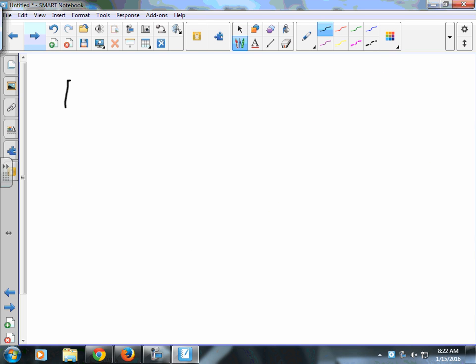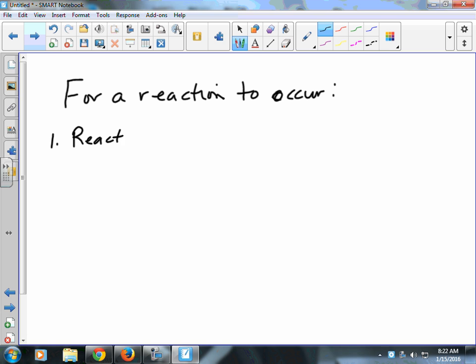For a reaction to occur, two things have to be satisfied. Number one, reactant particles must have sufficient activation energy. And here's what I mean by that.